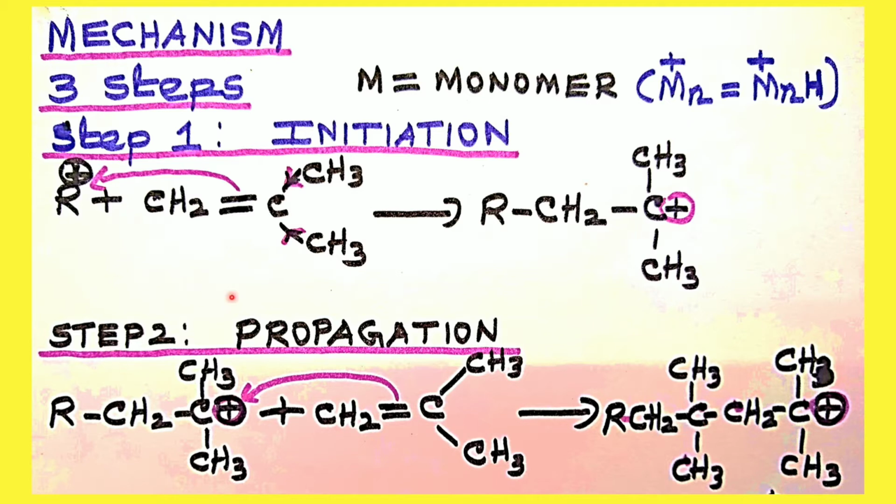And in the propagation step, this M plus attacks another monomer to form M2 plus, and this M2 plus further attacks another monomer to form M3 plus, and so on, to Mn plus. That is, Mn plus is also MnH plus, and simply it is generally represented as M plus.